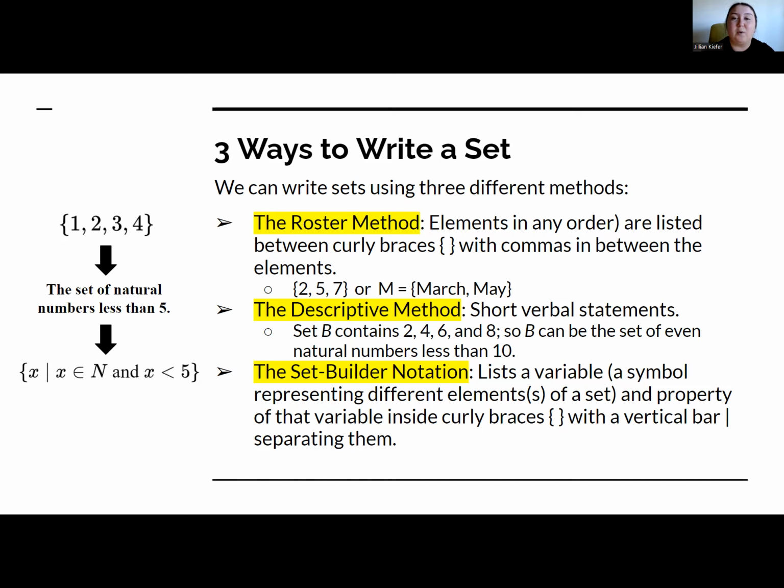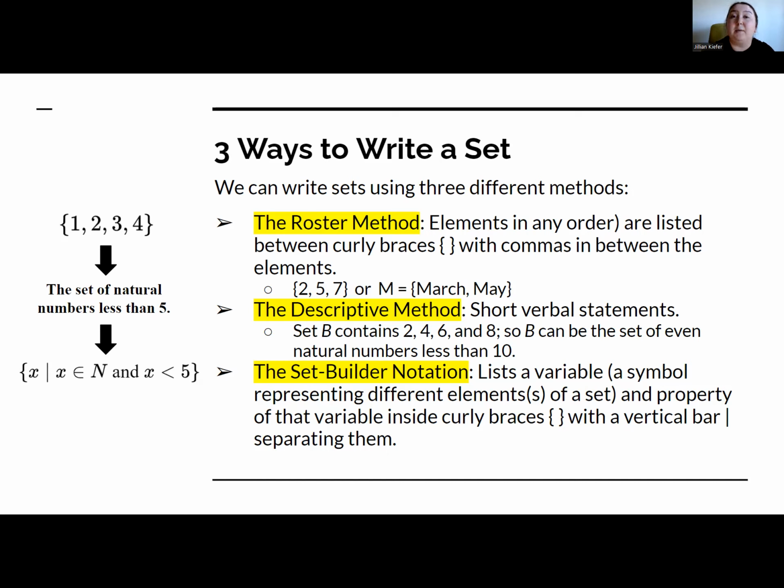So, elements in any order. Once again, the order doesn't matter. We can write 1, 2, 3, 4, or 4, 3, 2, 1, or 1, 3, 2, 4. It doesn't matter. Order doesn't matter when it comes to the roster method with sets. So we have examples: curly braces, 2, 5, 7. Those three numbers are contained within the set.